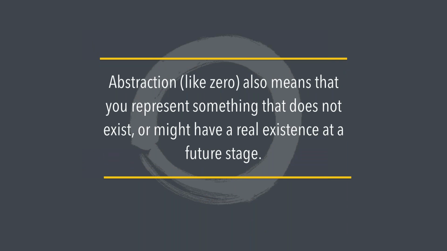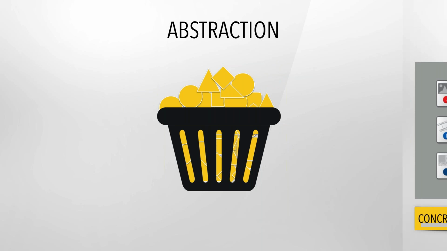Abstraction, much like zero, means that you can represent something that does not yet exist, or might have a real existence at some future stage. So another example might be, let's talk about it like a basket, right? That basket is an asset by itself, but it's also a container. So this same empty basket or asset can hold something in the future that can also become an asset or assets, right? Because we fill that basket, now we have many assets. So what we've learned is that assets do not have to have something concrete associated with it. That empty basket itself can become many assets.